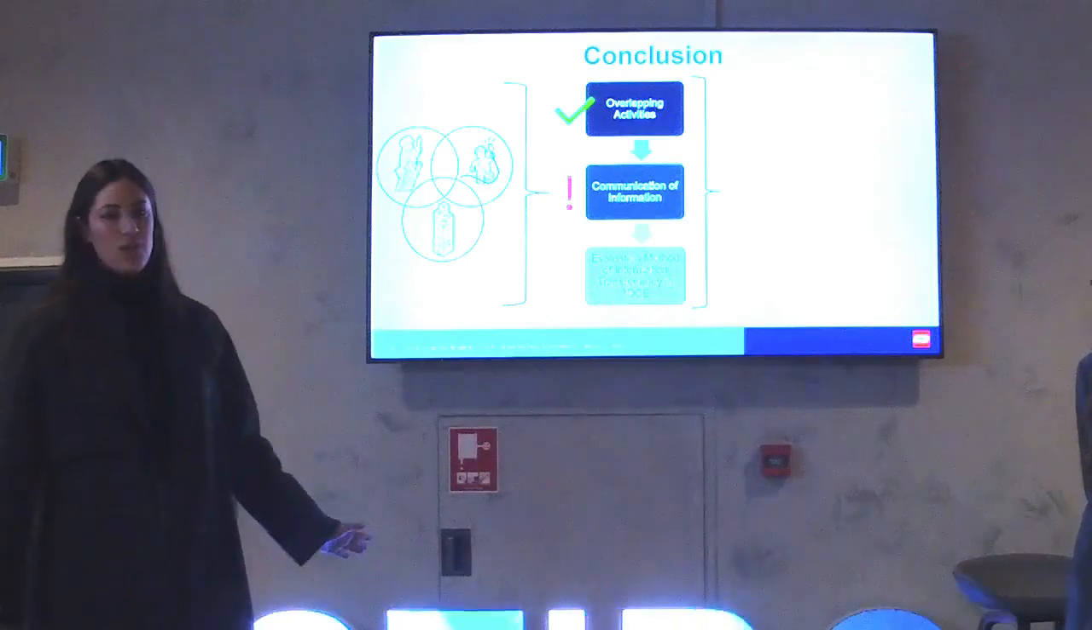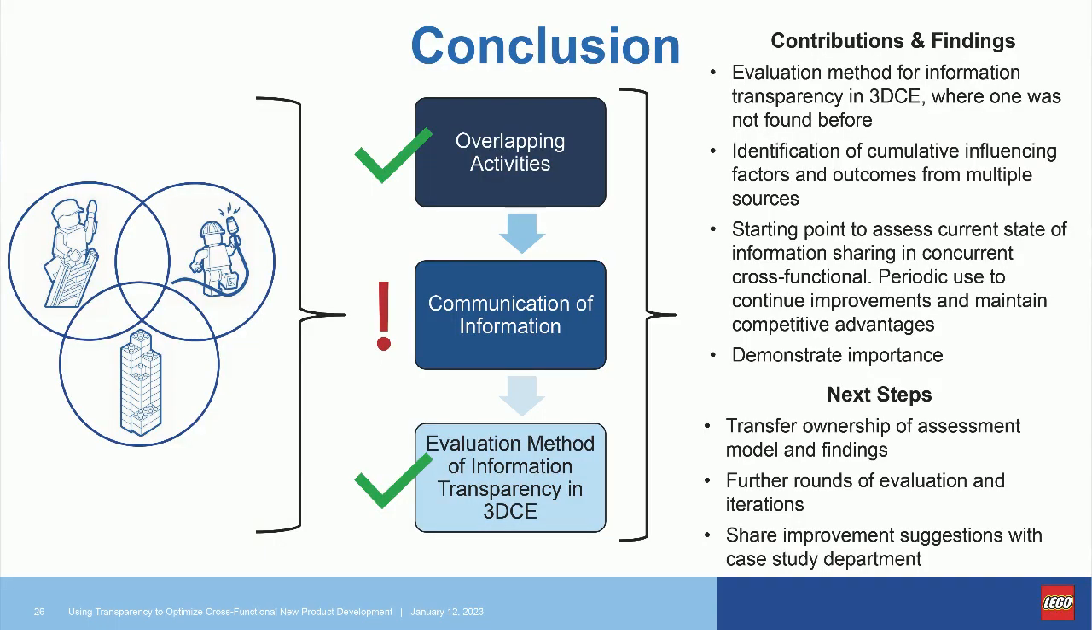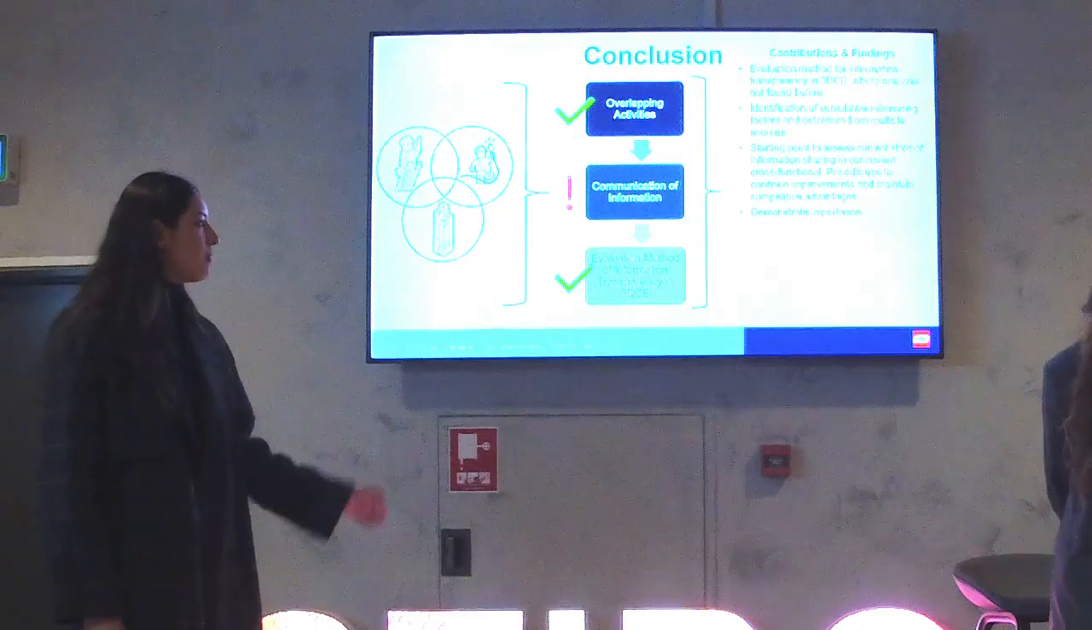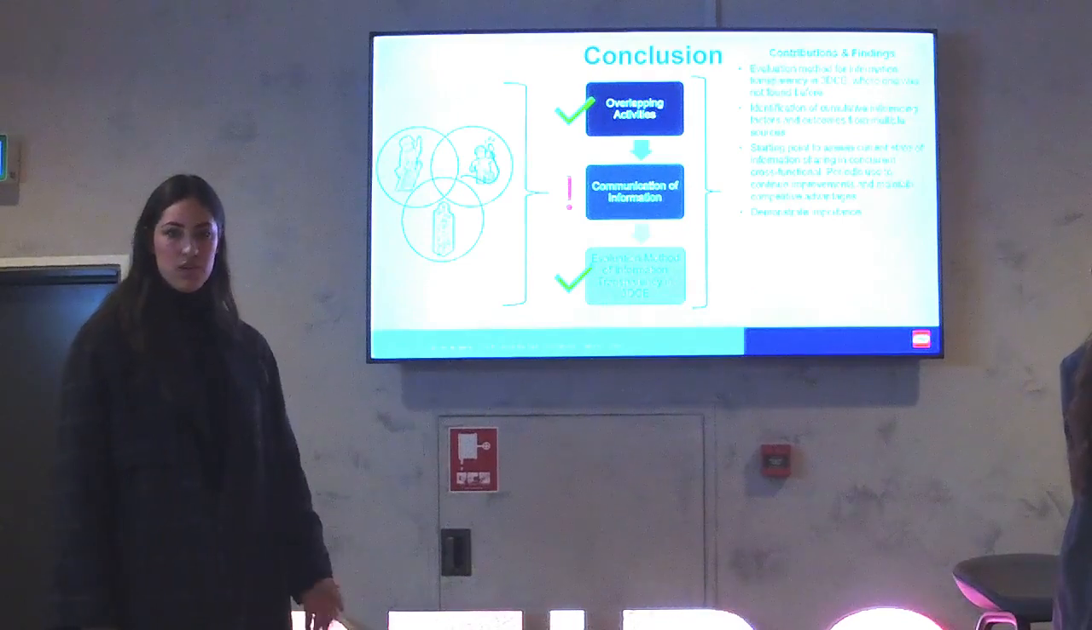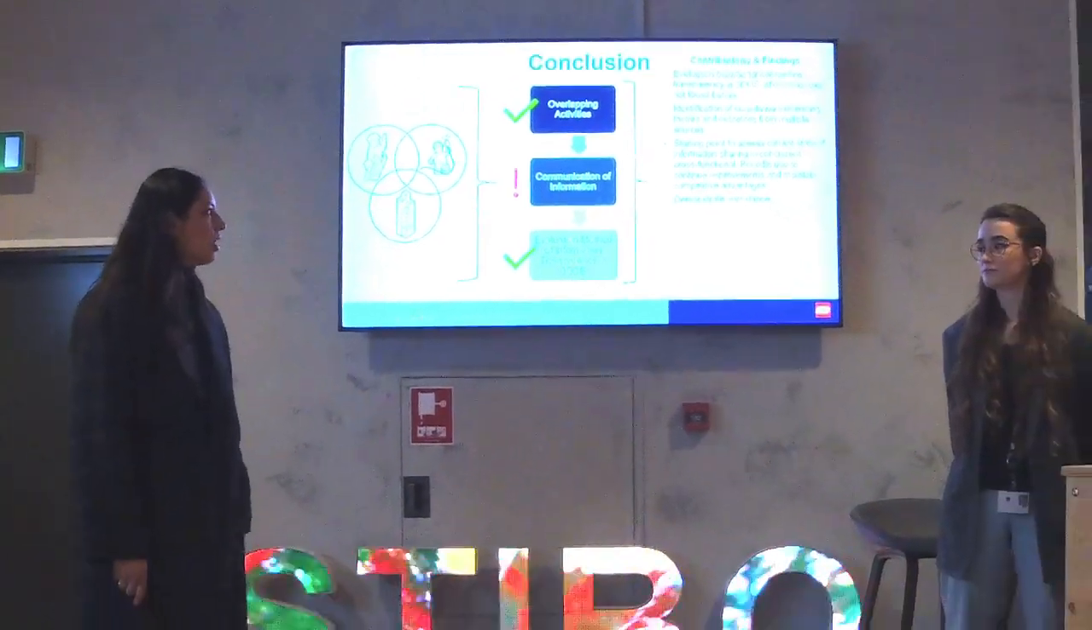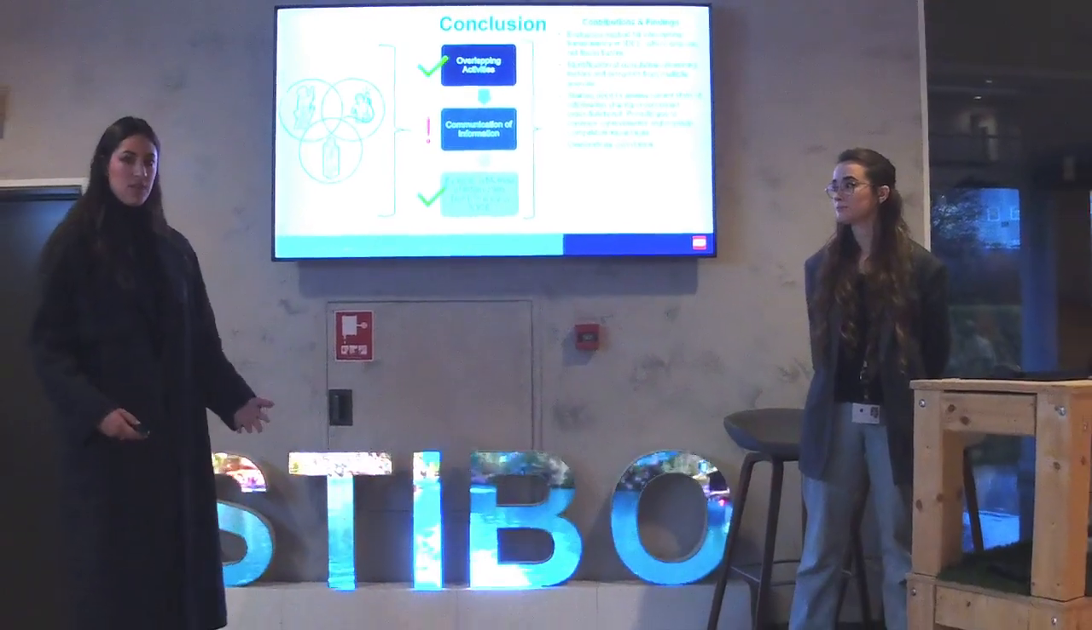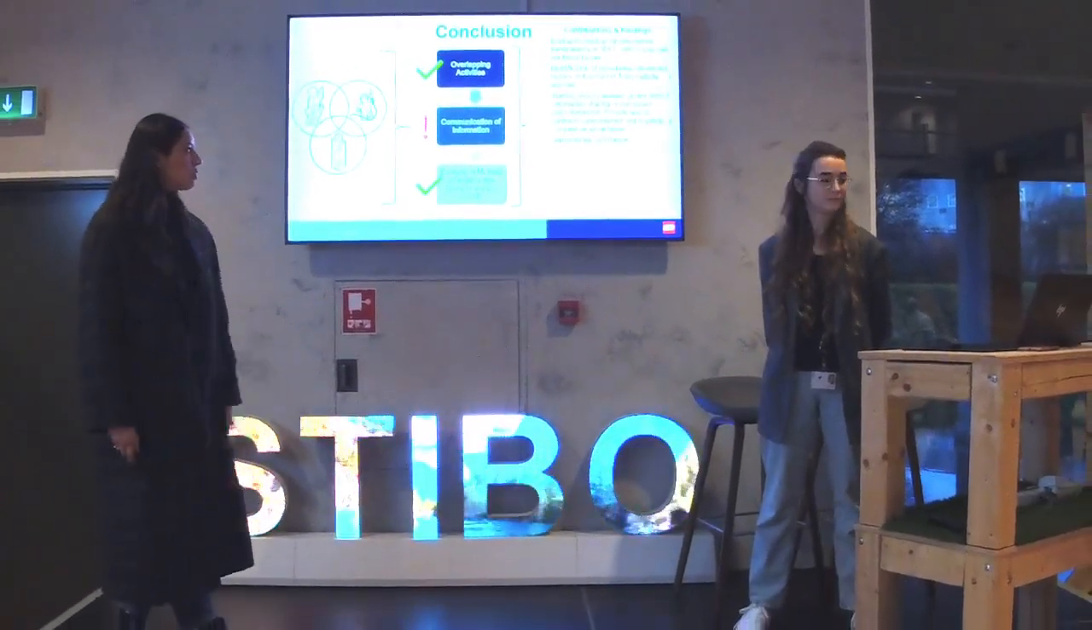So finally, conclusion. So we achieved an evaluation method of information transparency in 3CE, so yay, it was done. Some contributions and findings. As I mentioned, we achieved an evaluation method where one was not found before in literature nor in the industry. We identified the influencing factors that affect information transparency and, of course, the outcomes.